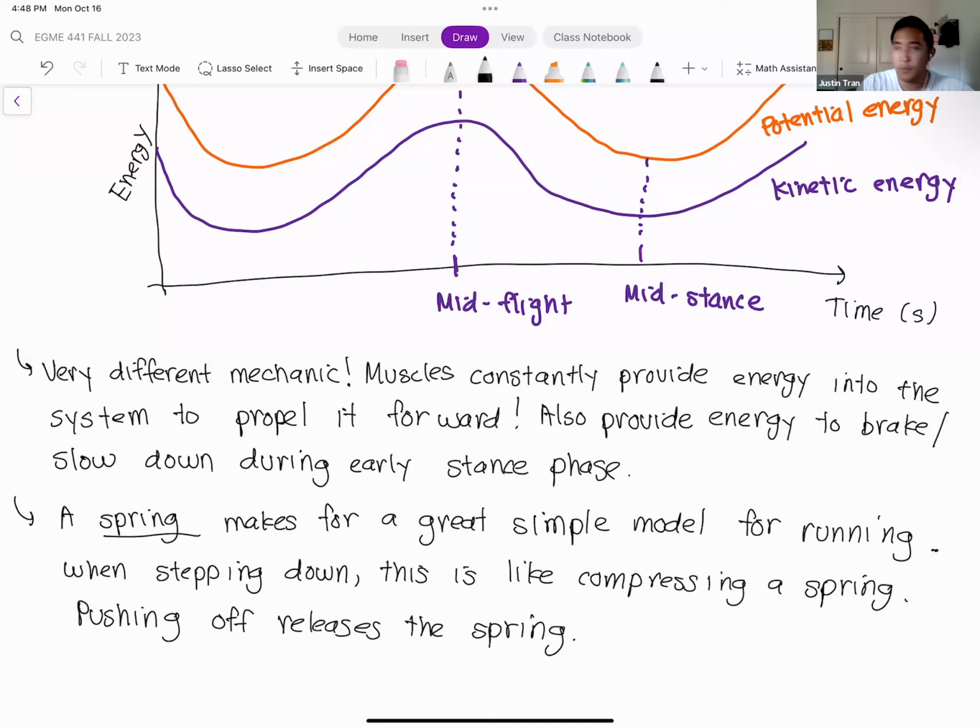And in fact, some of the very early attempts at modeling running used what's called basically a hopping robot. So it's almost like a pogo stick with just a little bit more sophistication. Okay.